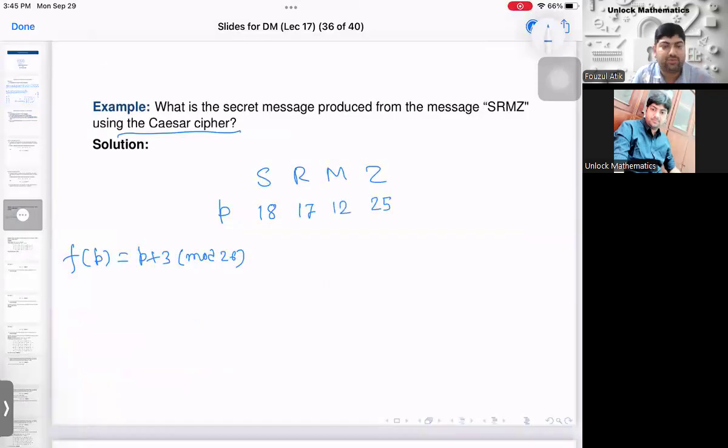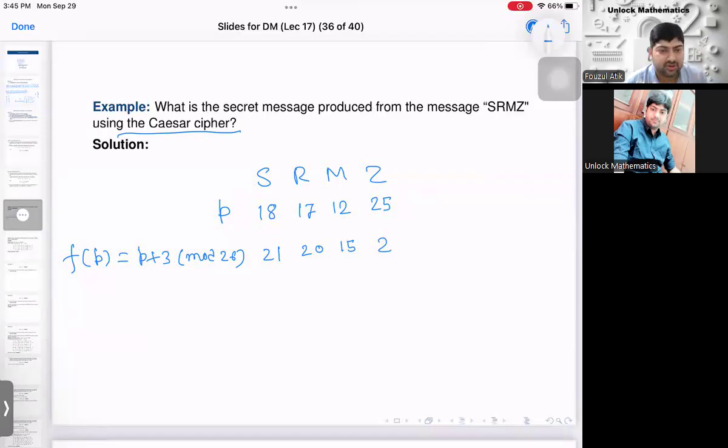Now what is p plus 3 mod 26? So 18 plus 3 is 21, mod 26 it is 21 itself. So I'll write 21. 17 plus 3 is 20, 20 mod 26 is 20 itself. 12 plus 3 is 15, mod 26 it is 15 itself. Then 25 plus 3 is 28, and 28 mod 26 is 2. Right? So these are the corresponding numbers.